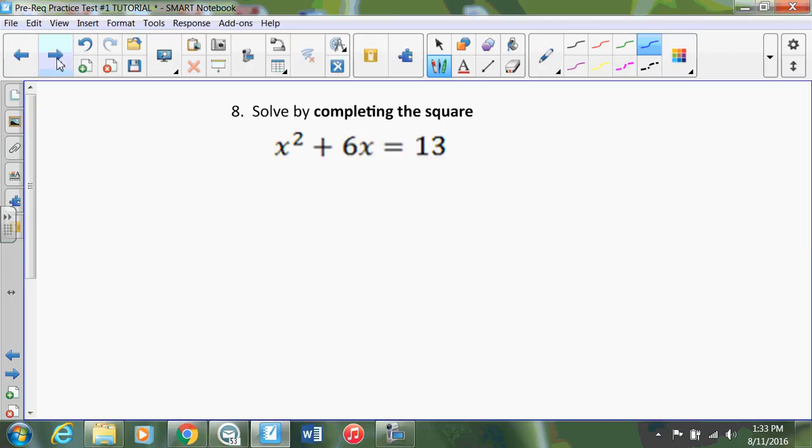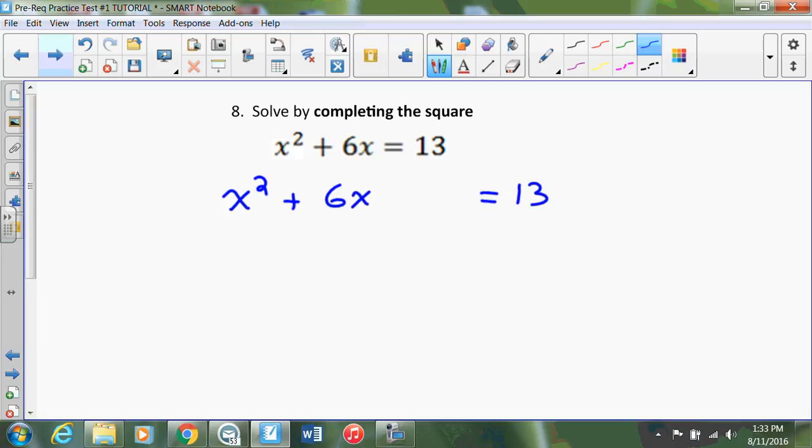Okay, solve by completing the square. With completing the square, we're going to keep our x squared term and our x term on the left side. We're going to make a little bit of room because we're going to drop something in after that. And then we'll have a 13 on the right side. So when we complete the square, it is another way to solve for x. In this case, even if we brought the 13 over and we had a -13, there's no two numbers that multiply to equal -13 and add to equal 6.